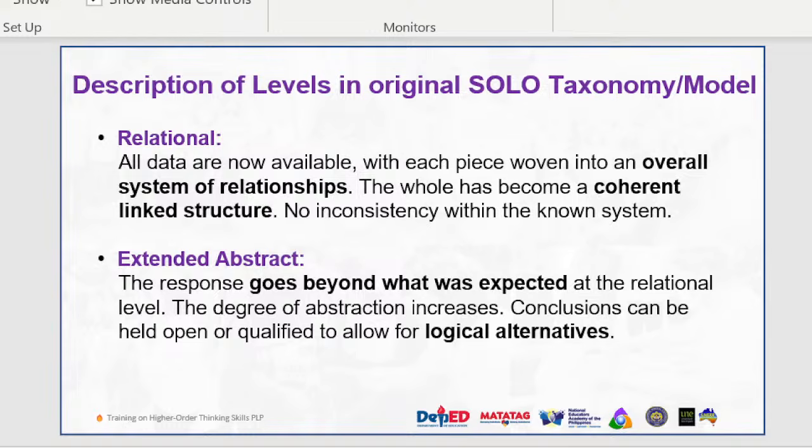Of the extended abstract, the response of the learner goes beyond what is expected at the relational level. So the degree of abstraction increases. So there was relational and an additional. That means the conclusions can be held open or qualified to allow for logical alternatives. The response goes beyond.